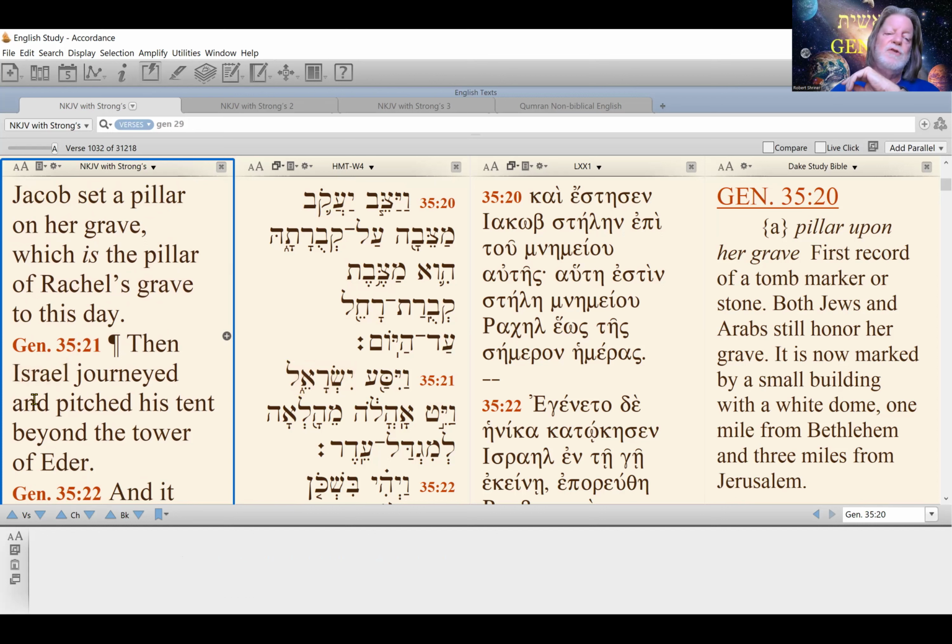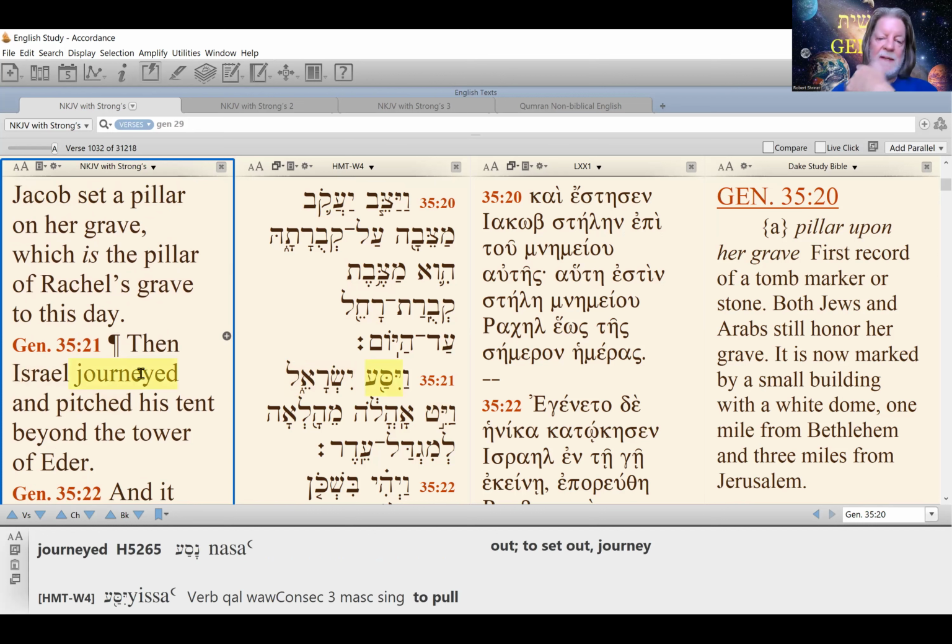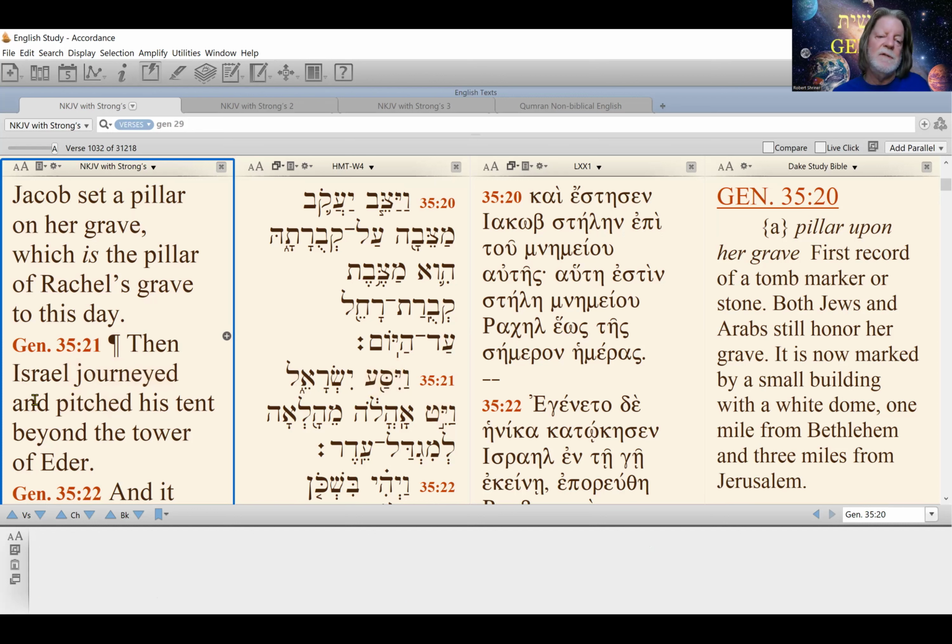Then Israel journeyed, that's probably nasa, pulled up his tent stakes and pitched his tent. Natah means to stretch out or spread out. His tent, his ohel, beyond the Tower of Eder. Eder is a place name. It's also a similar word to kahal, which is an assembly, or you could call it a flock. An eder is a flock.